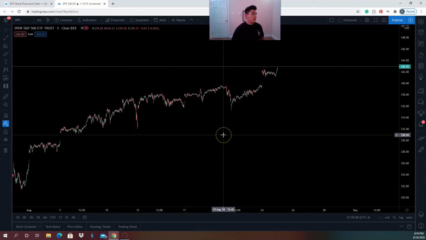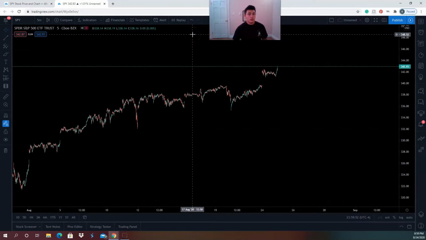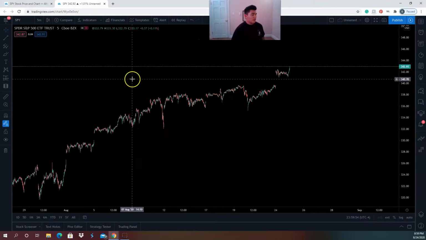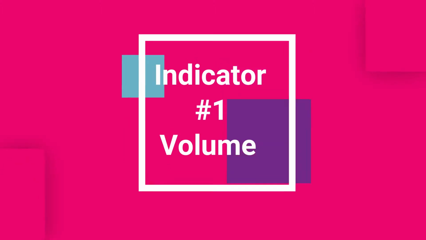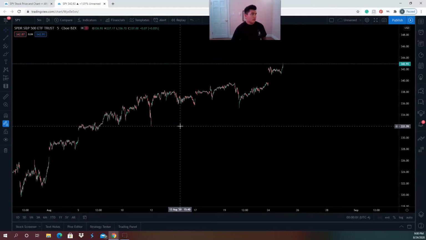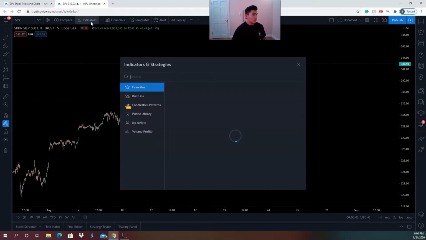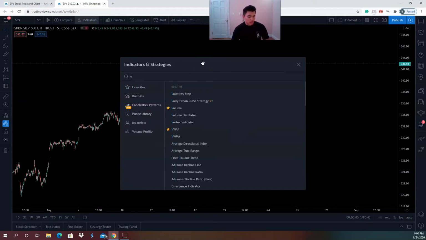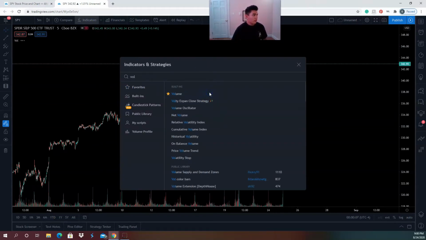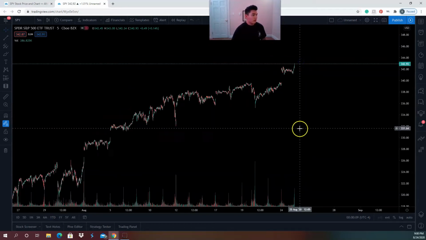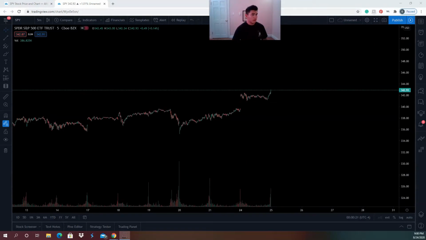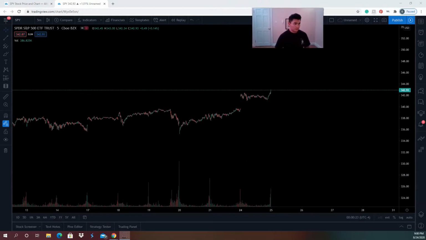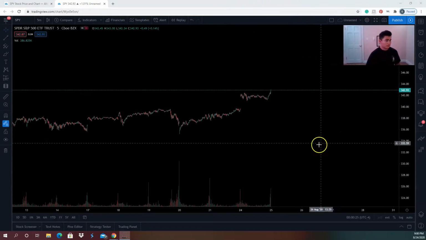So the first thing I'm going to go ahead and add is volume. And I'm going to add volume because I want to know the amount of buyers and sellers at any given point in any stock. Because if I can know this, I'm going to know the potential direction of this stock. So I'm going to go up here to indicators and I'm going to look for volume. It should be the first one, so volume. So boom, we added volume. Now we know the amount of buyers and sellers at any given point in any stock, because we have volume.